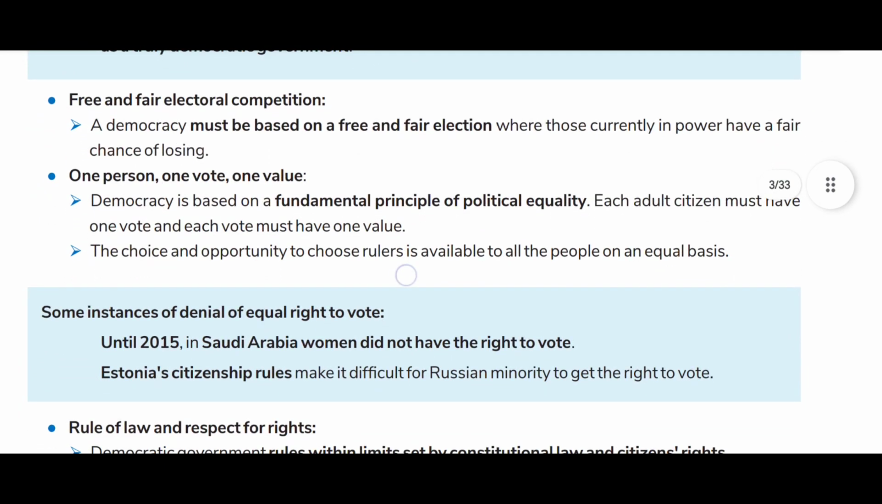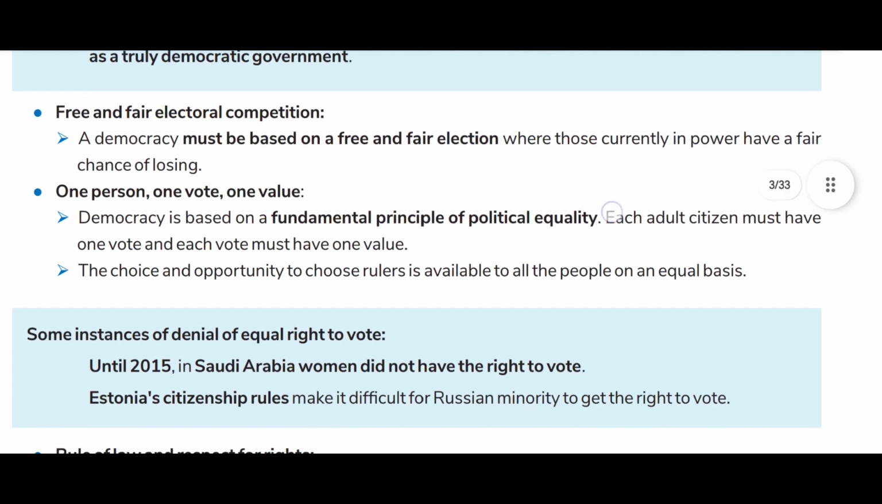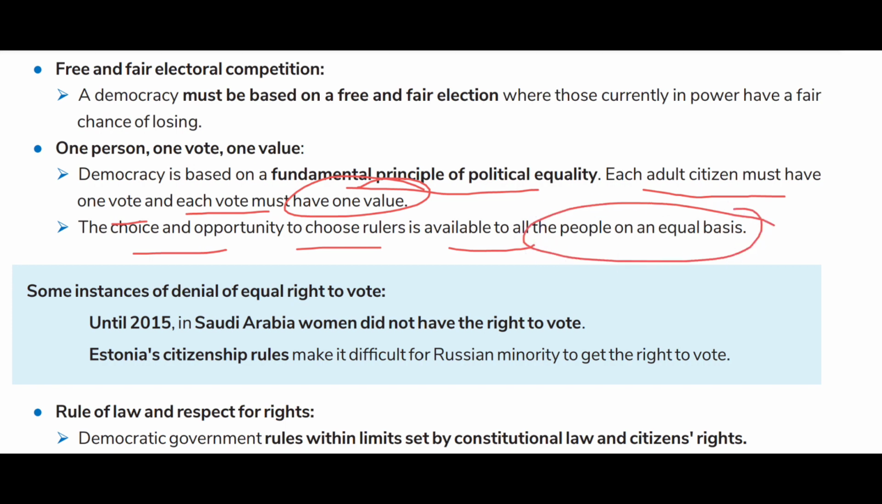Free and fair electoral competition. A democracy must be based on free and fair elections where those currently in power have a fair chance of losing. One person, one vote, one value. Democracy is based on the fundamental principle of political equality. Each adult citizen must have one vote and each vote must have one value. The choice and opportunity to choose rulers is available to all the people on an equal basis.